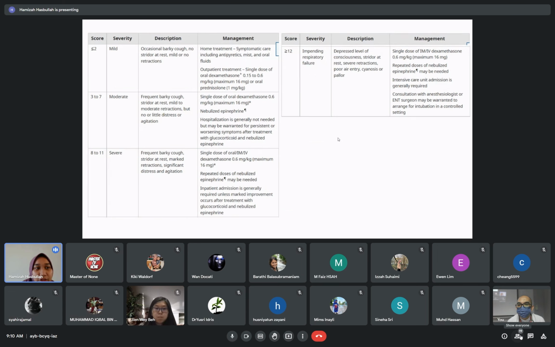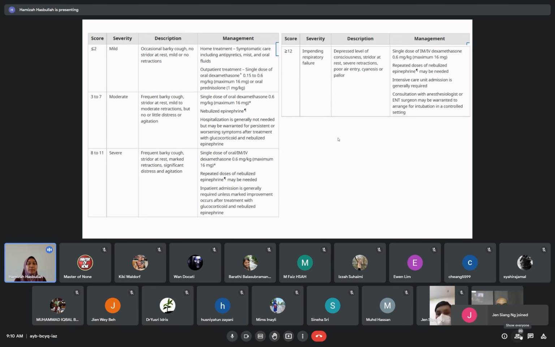So usually kalau score less than or equals to 2 is severity dia mild lah. Patient usually keep occasional bulky cough, no stridor at rest, mild or no retractions. Dia hampir sama dengan Wagener lah. So home treatment, symptomatic care including antibiotic, mist dengan oral fluid. Outpatient treatment macam sama macam kita punya PITS protocol. So boleh bagi oral dexamethasone juga.